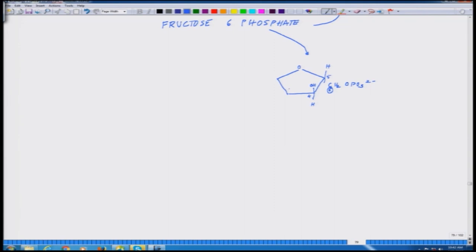Now you are on the third carbon, hydroxyl group pointing out of the plane, and here you have a hydroxyl group and you have another hydroxyl group attached to this carbon, which is the carbon 1. So this is your fructose 6-phosphate.